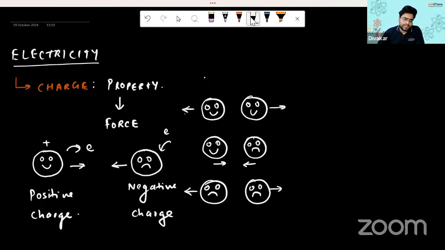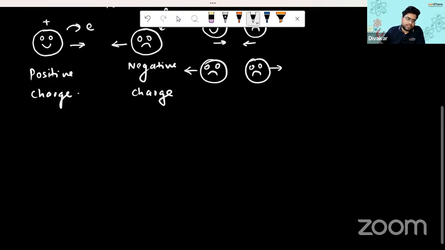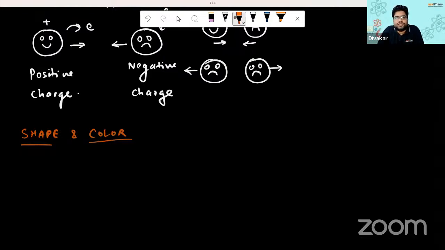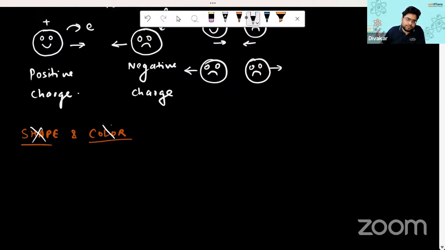If I ask you a very basic question, what is the shape and color of charge? Then you may say spherical, round, blue in color, white in color, depending on what color they show you in the textbook. But remember, that's the color of the element or the atom you have. It's not the color of charge. Charge is a property. It's like happiness, sadness, joy. So charge is an emotion. It doesn't have a shape, and it also does not have a color.